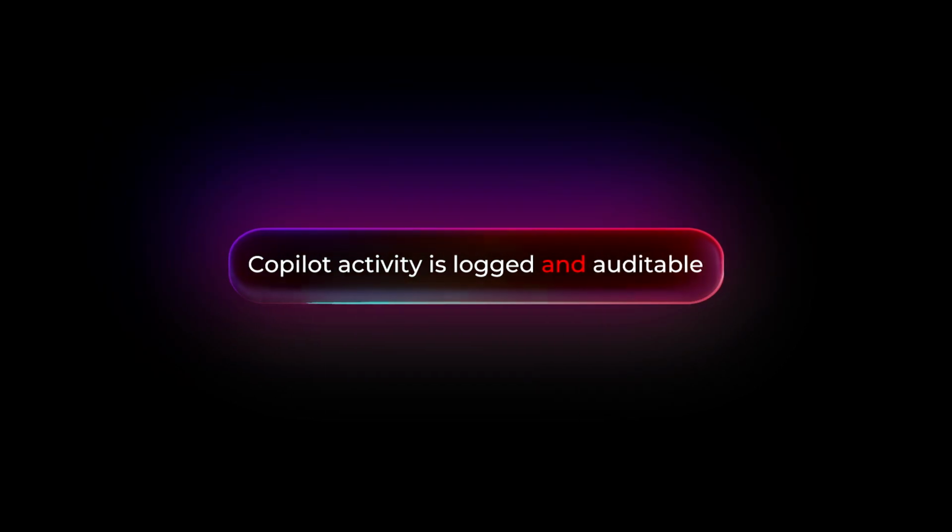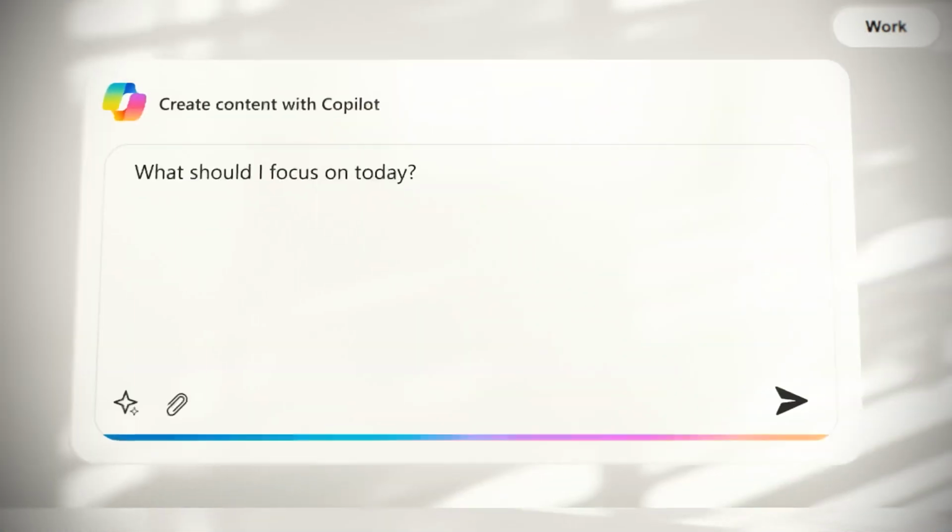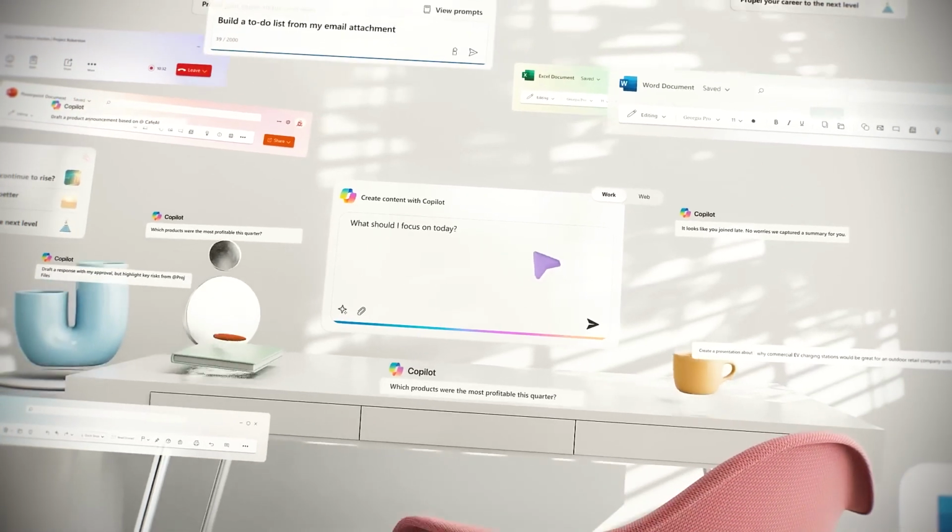Third, Copilot activity is logged and auditable. Security and IT teams can monitor usage through Microsoft's existing security and compliance tools. This means Copilot does not introduce a hidden or untraceable system into the environment.